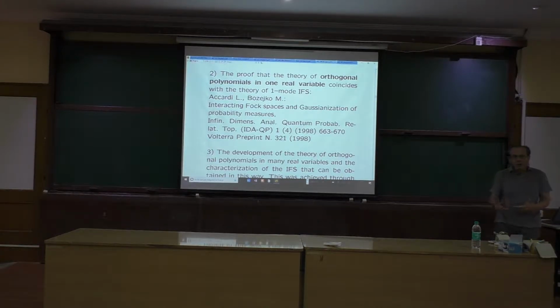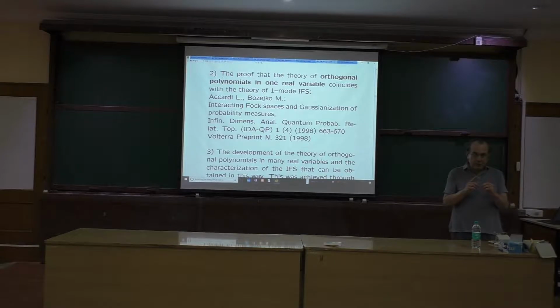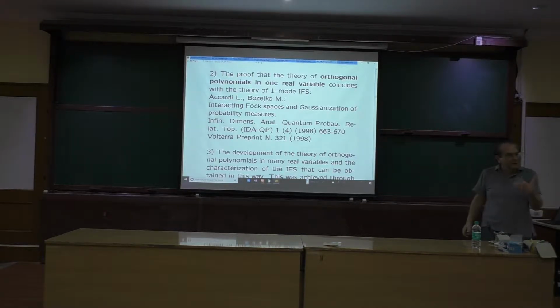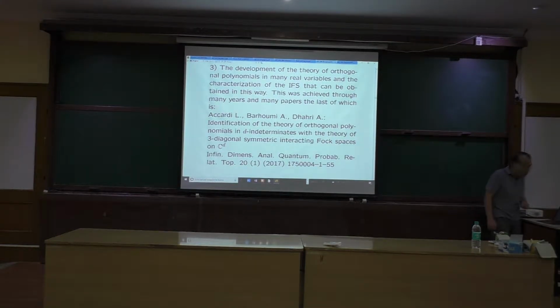A few years after the discovery of interacting Fock space, we discovered with Bozzecco that if we restrict to the simplest possible situation, the interacting Fock space over the complex numbers, so essentially one variable, 1 degree of freedom, then these 1 degree of freedom interacting Fock spaces are in one-to-one correspondence, even isomorphic in the category sense, with the theory of orthogonal polynomials in one variable. Okay? And then the third phase transition was to go from one variable to more than one. This was very difficult. It took many years. The last paper I have mentioned just appeared in the first issue of this year. And during my lectures, you will understand why the transition from one variable to multivariable is difficult.